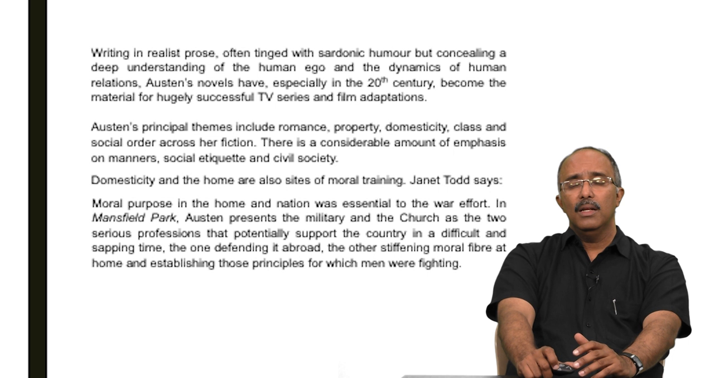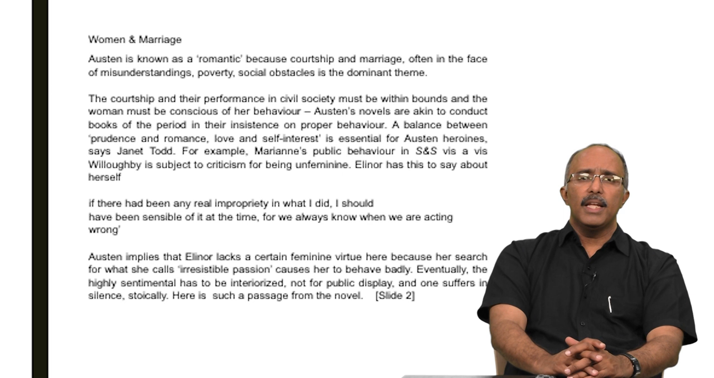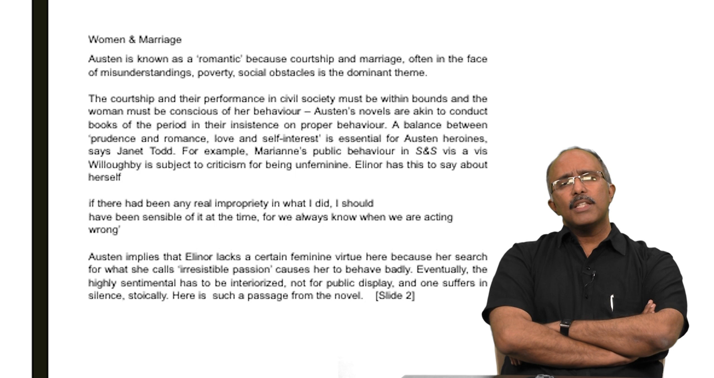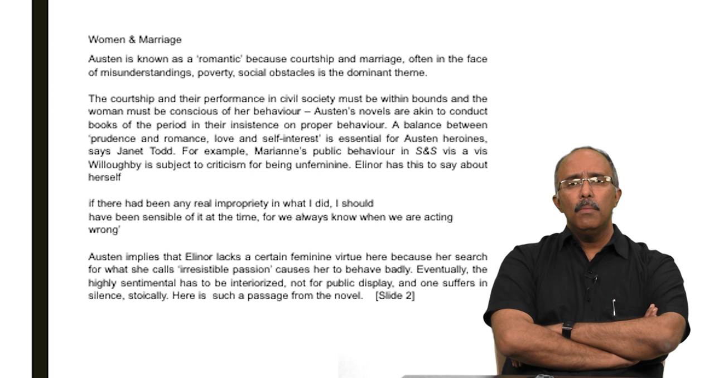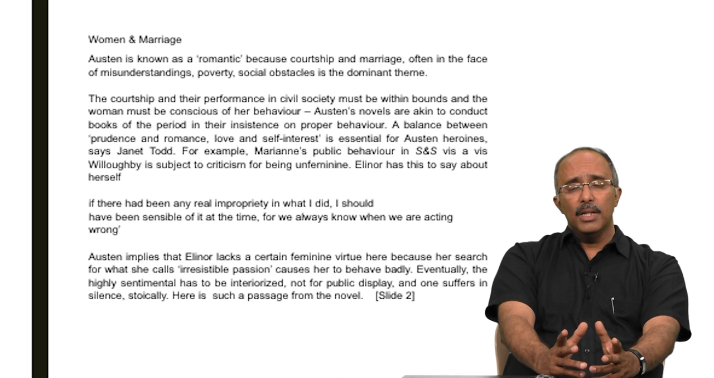Our first principal theme when we study Jane Austen is women and marriage. Austen is traditionally known as a romantic because courtships and marriage are often central to her reading of the home and the social order. It's often that romance, courtship, marriage are caught up in a web of misunderstandings, but also caught up in larger issues such as poverty, questions of ownership, and social obstacles.